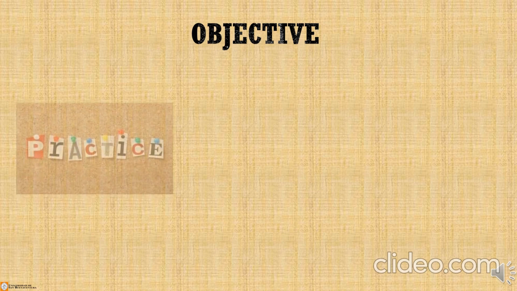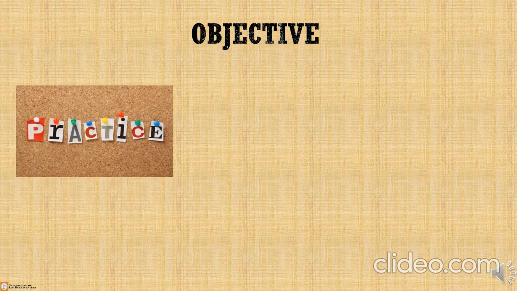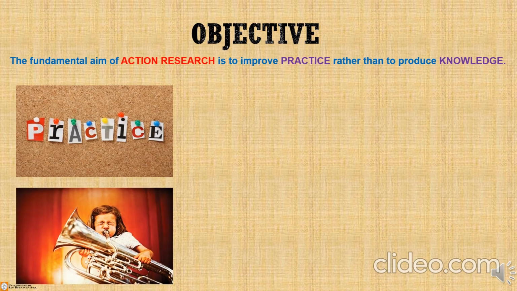Objective. Action research has some objectives like improving practice by the practitioner's capacity, build collegial and networking systems. But the fundamental aim of action research is to improve practice rather than produce knowledge.